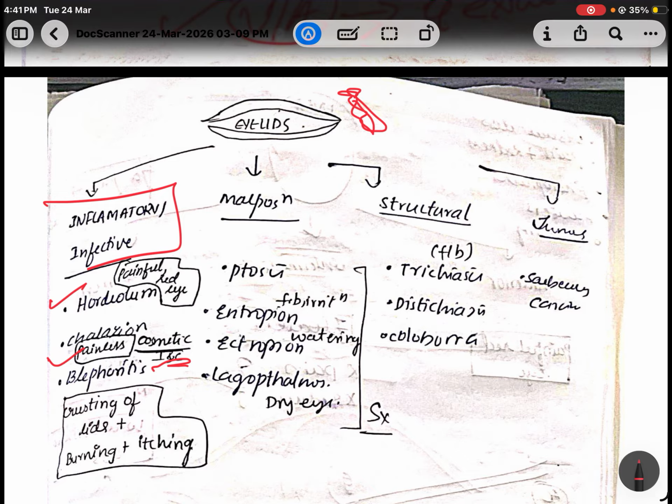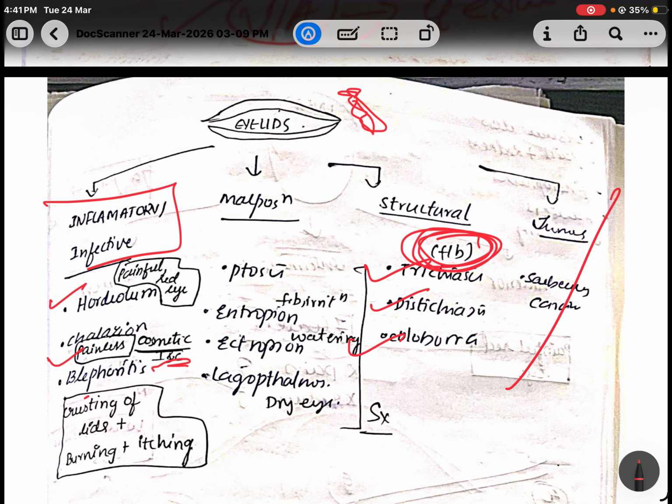Got it. Then blepharitis is nothing but crusting of lids. Again, what are the malposition things which you can see in eyelids? You might have ptosis, or entropion, that is inward, ectropion, that is outward, or lag of tonus. Again, structural thing, the major thing which you need to write in the clinical feature is about the foreign body thing, because it's the hair. Again, you might have trichiasis, distichiasis, or coloboma.